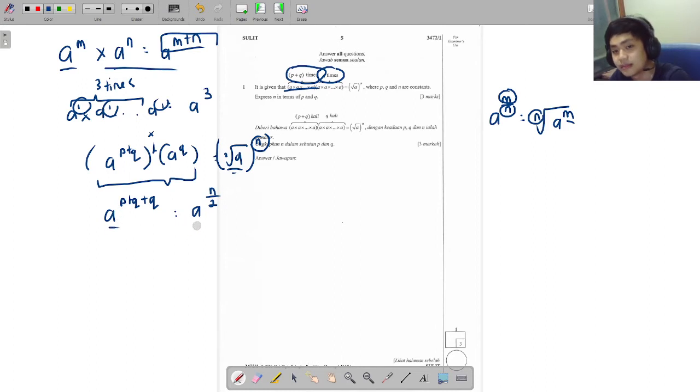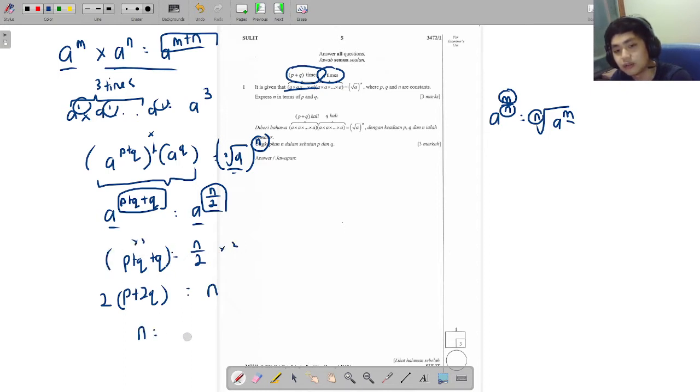Since their base numbers are the same, we can play with the powers here. So it will be p plus q equals n over 2. They want n in terms of p and q, so it's p plus 2q, multiplied by 2, equals n, because we multiply 2 on both sides. So it will be n equals 2p plus 4q.